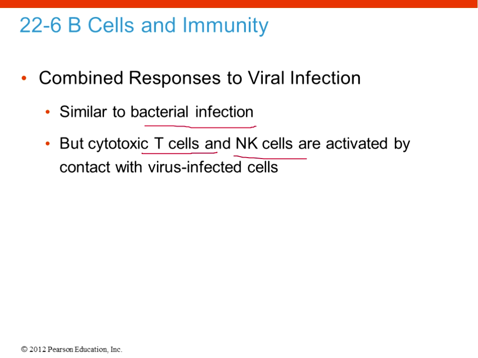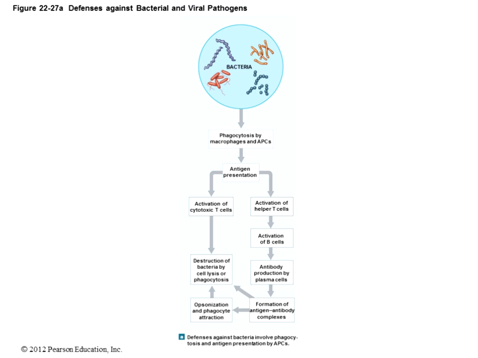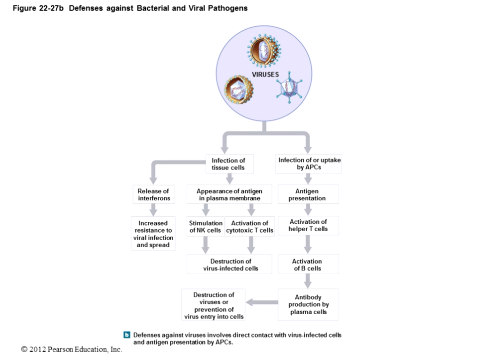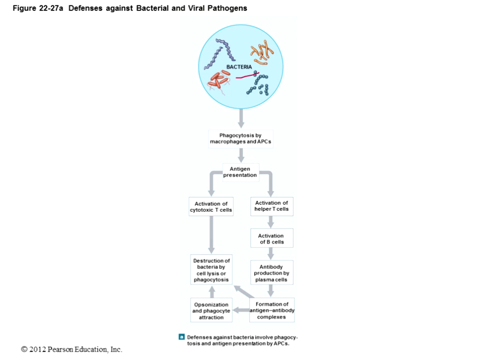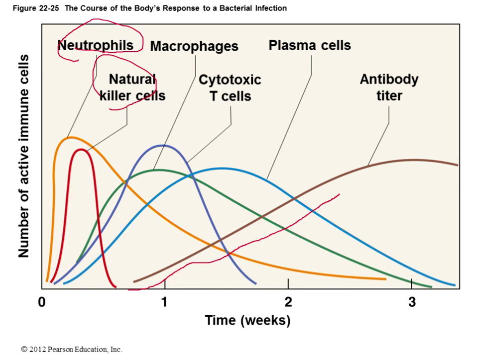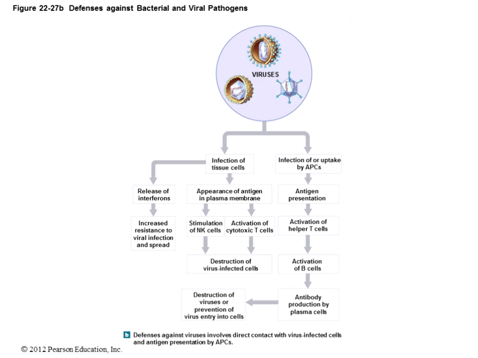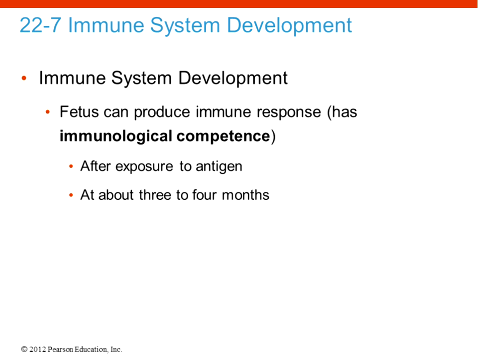Viral infections are pretty similar, but cytotoxic T cells and natural killer cells are activated by those virus-infected cells, right? And so here you can see a nice flow chart of what happens with bacteria and then with viruses. So just sort of review that. You don't have to go into great detail on this section.